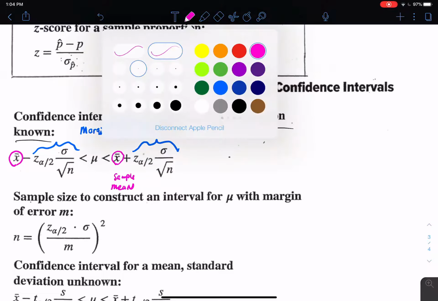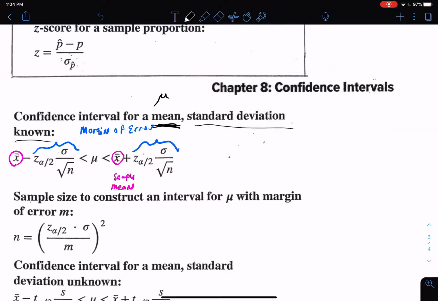And then what is this value right here in the middle? That's what we're trying to approximate, trying to figure out, this population mean. We don't know what this population mean is, but we're going to use a procedure that gives us a certain level of confidence that this population mean is bigger than this number and smaller than this number. And so you've got a lower and an upper bound or limit, okay?